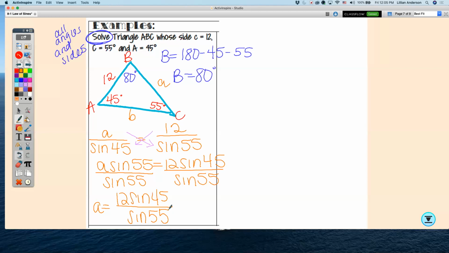Miss Anderson, how did you get sine 55 over sine 55 and then only sine 45 in the numerator on the one on the right? I actually have 12 sine 45 on the right. But the sine of 55 in the denominator came after I started to solve for side A. When I cross multiplied, this is what I had: A times the sine of 55 equals 12 times the sine of 45. Then when I started solving for A, I divided. Oops. Okay, thank you. No problem.